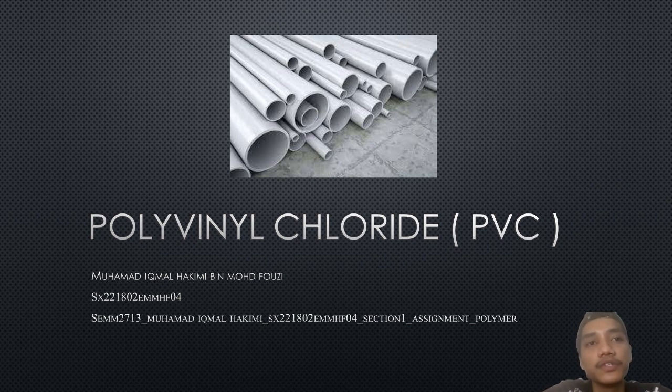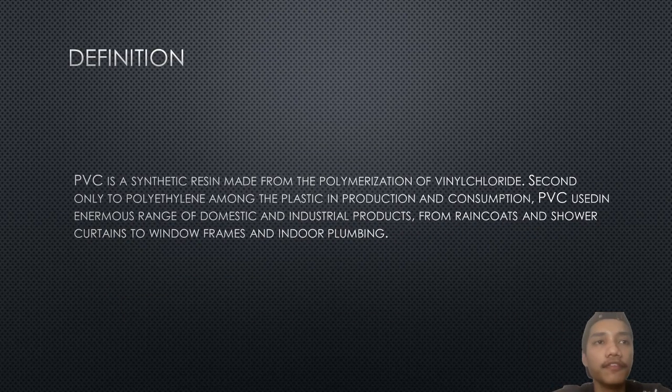The task given to me is to talk about polyvinyl chloride, which is PVC. PVC is a synthetic resin made from the polymerization of vinyl chloride, second only to polyethylene among the plastics in production and consumption. PVC is also used in an enormous range of domestic and industrial products, from raincoats and shower curtains to window frames and indoor plumbing.